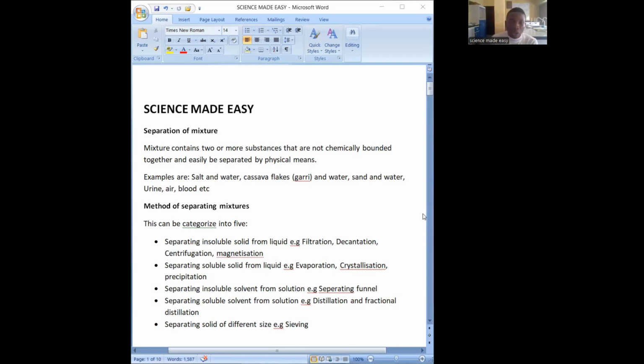Another one is separating soluble solvents from solution. If you want to separate a soluble solvent from solution, we use distillation and fractional distillation. Next is sieving.